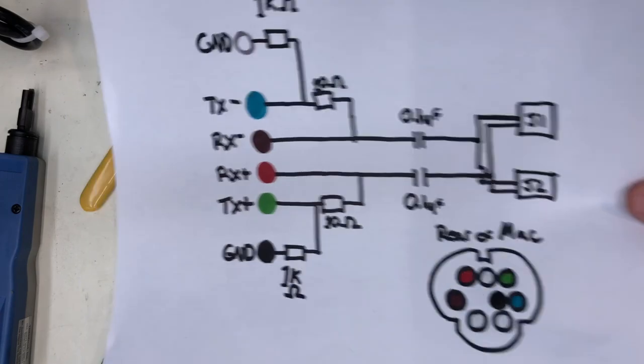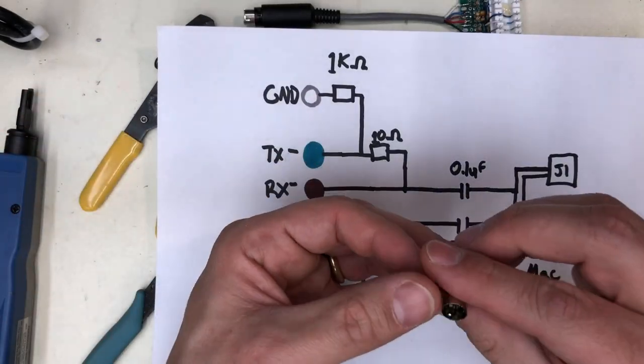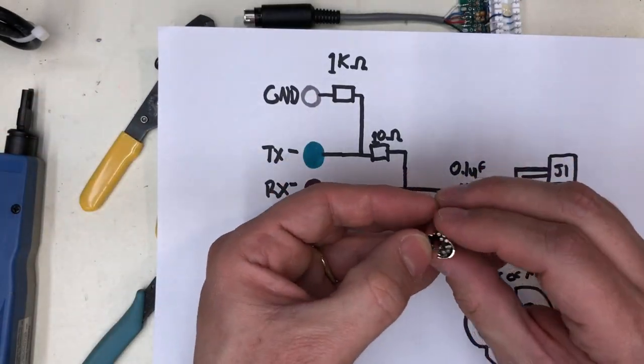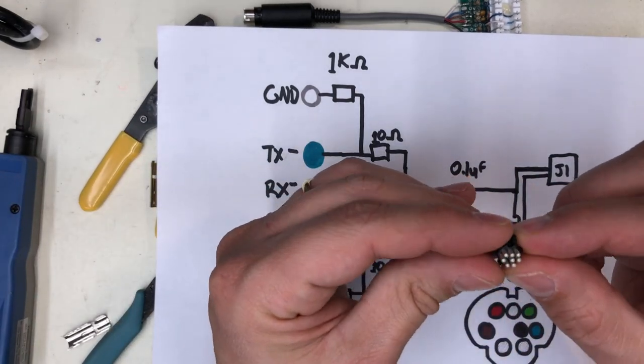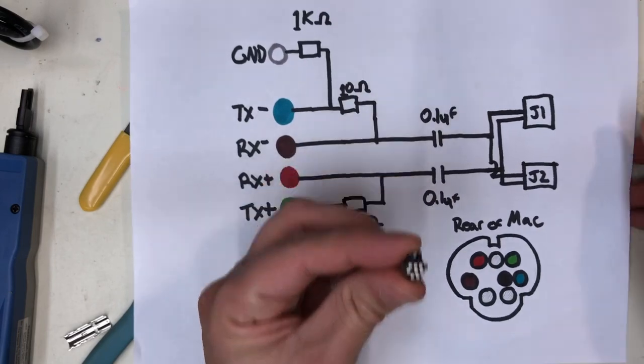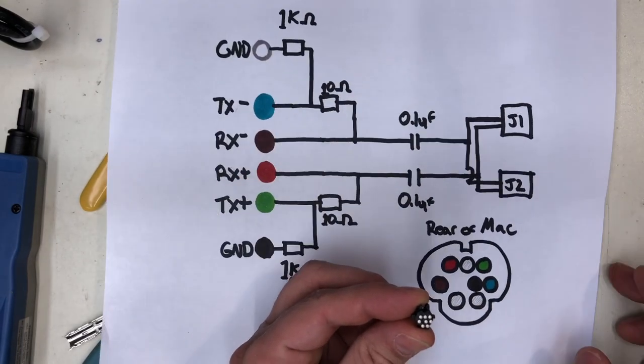And then if you look at the rear of the Mac, which is also the rear of the actual DIN connector itself, like this, that is the connection the colors go to.